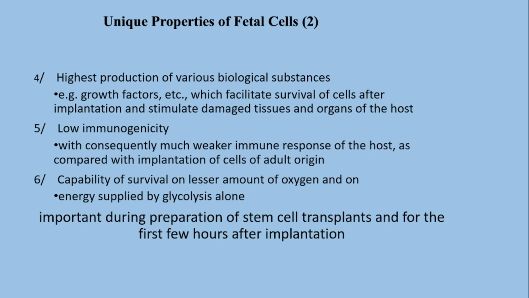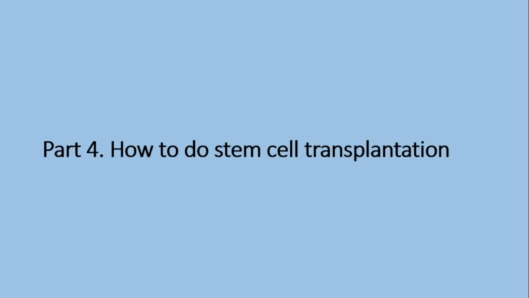Unique property number 6 is the capability of survival on a lesser amount of oxygen, when energy is supplied by glycolysis alone. This is very important because that allows the cells to survive the first minutes or hours after implantation. So once you implant them intramuscularly, and before the cells migrate, before they receive blood supply from the surrounding local blood network, the cells will survive because their capability to survive is much, much higher compared to adult cells, especially adult cells of the recipient, which usually has some kind of condition or injury or inflammatory process.